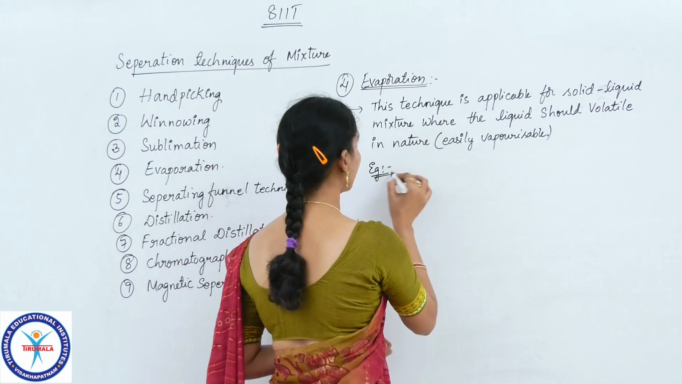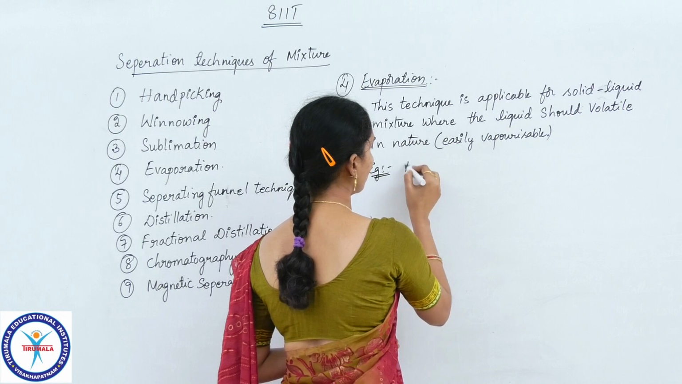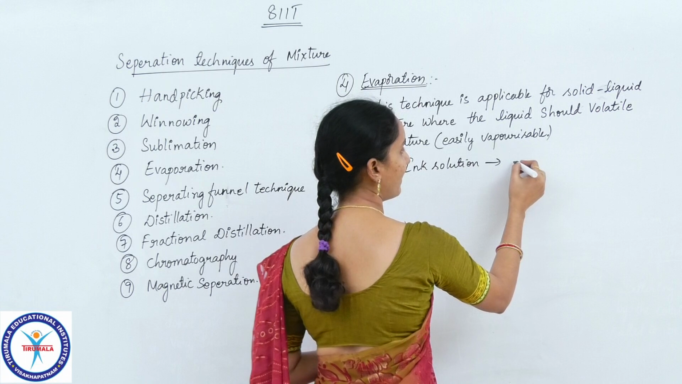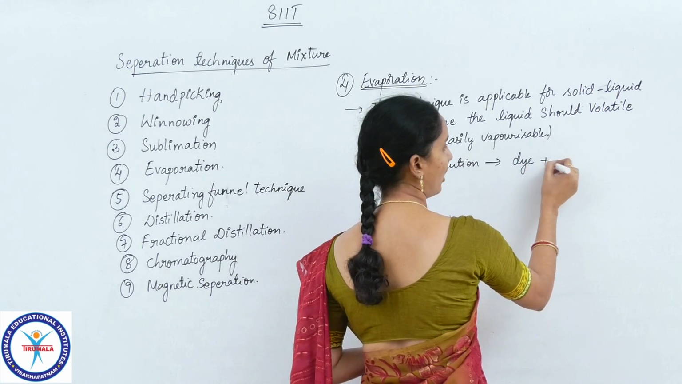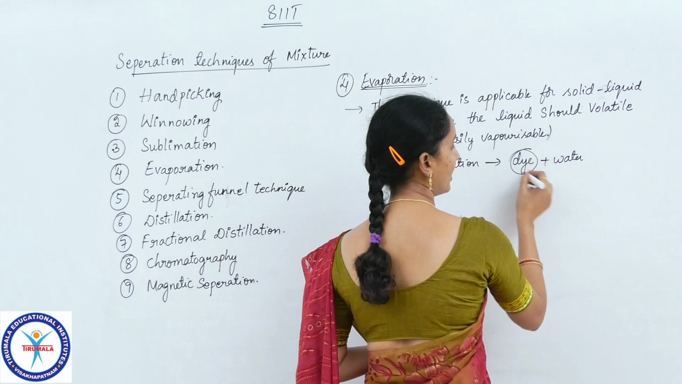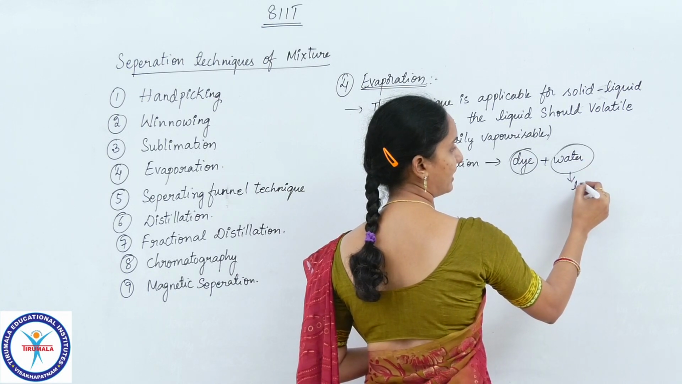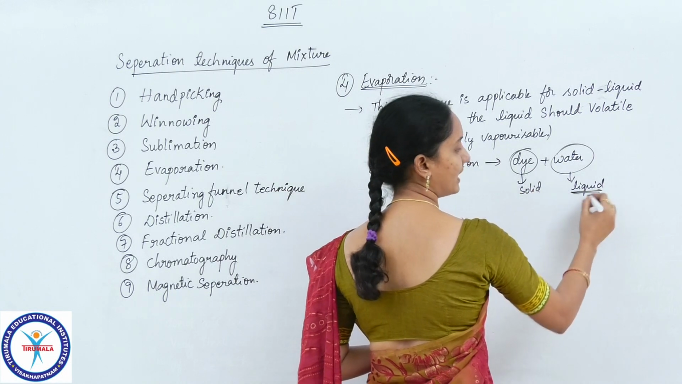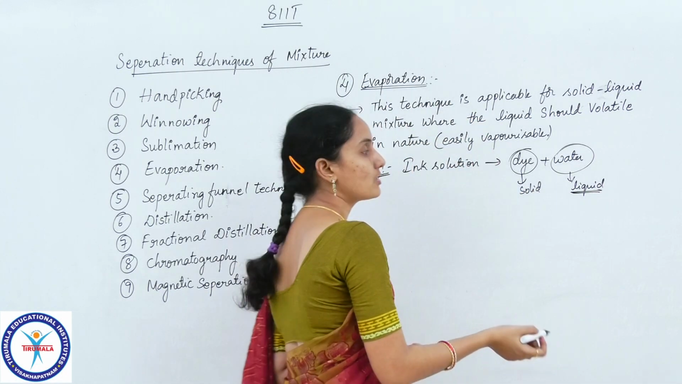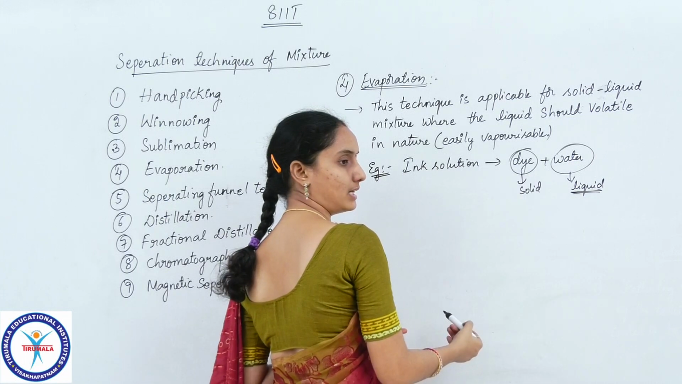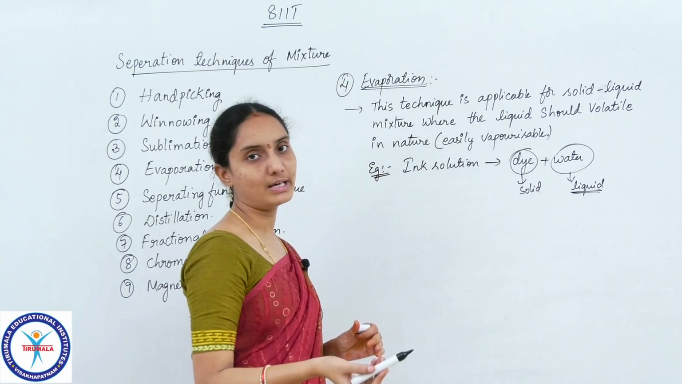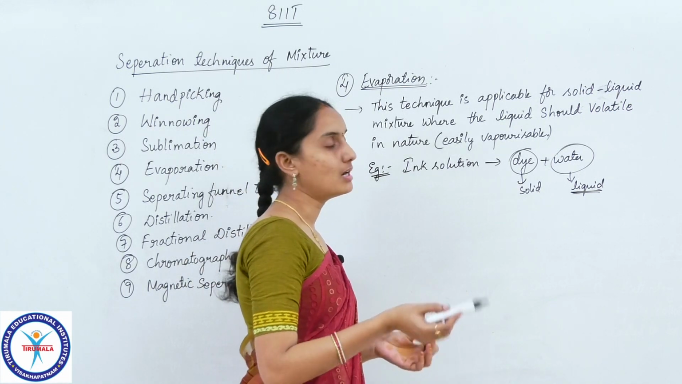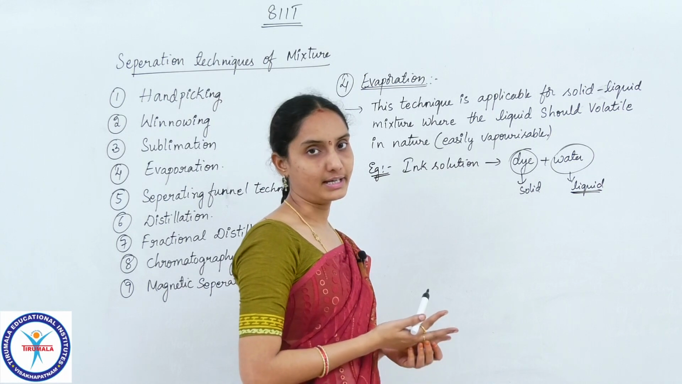So an example for such a solution is ink solution, children. So ink solution is generally prepared by dissolving dye in water. So this dye is a solid component, water is a liquid component, and we know that when heating, the water has the capability to evaporate or vaporize, so that the dye is left over in the solution and water will be evaporated. So the dye can be separated from water from the ink solution using the evaporation technique.